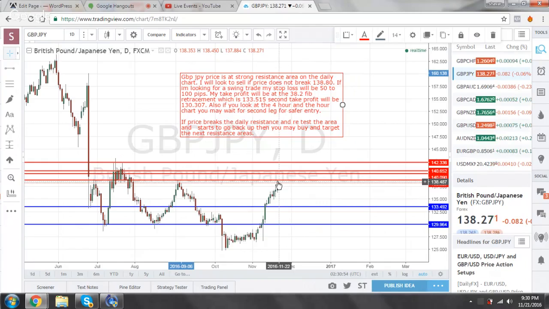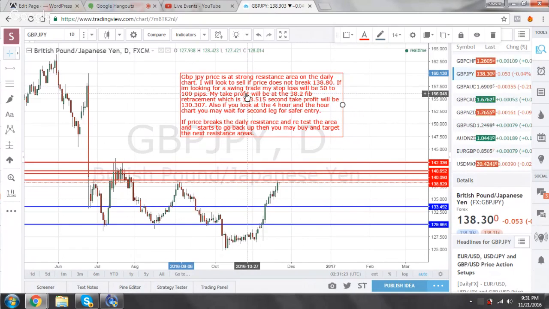Resistance area. If I'm looking for a swing trade, my stop loss will be 50 to 100 pips. That's normal for a swing trade. But like I said, if you are getting in at the high, you may be good with a 25 to 30 pip stop loss. With swing trades, you see these other resistance areas, so these are other areas where price can go before they decide to come down. That's why swing trade stop losses are bigger.